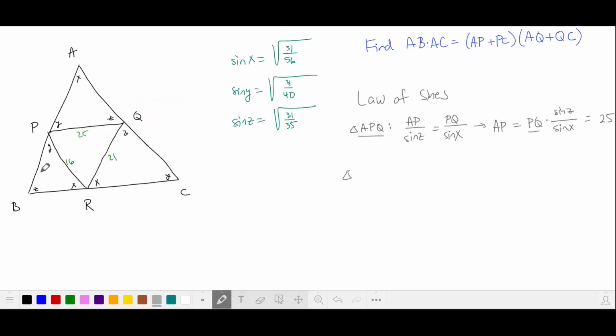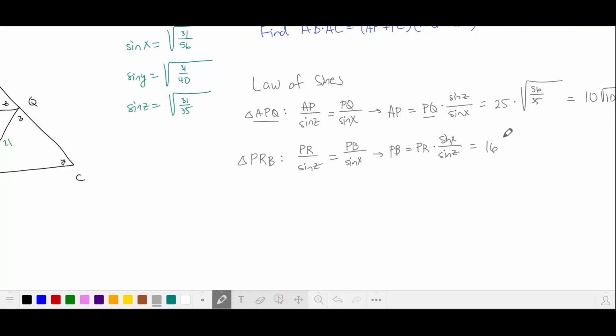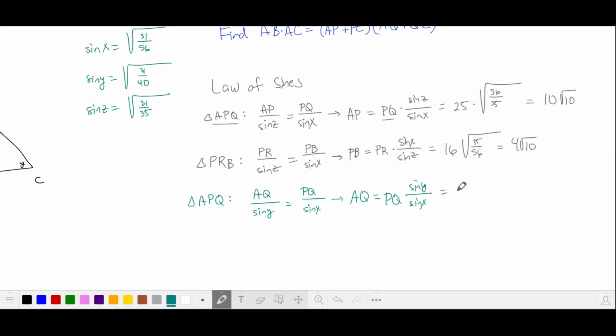And we'll repeat this with the triangle on the left, triangle PRB. We'll take PR over the sine of the opposite angle, z, and we want PB. That'll be over sine of x. And we'll solve for PB. This is 16, and we just have the reciprocal of the square root above here. This gives us 4 root 10. Let's find AQ by using triangle APQ again, and solve for AQ. Here we have 25 again. The 31s are going to cancel again, so inside the square root, we'll have 56 over 40. And all this simplifies to 5 root 35.